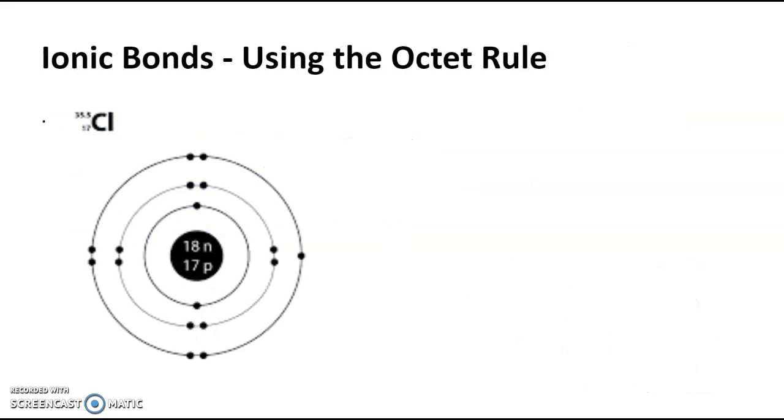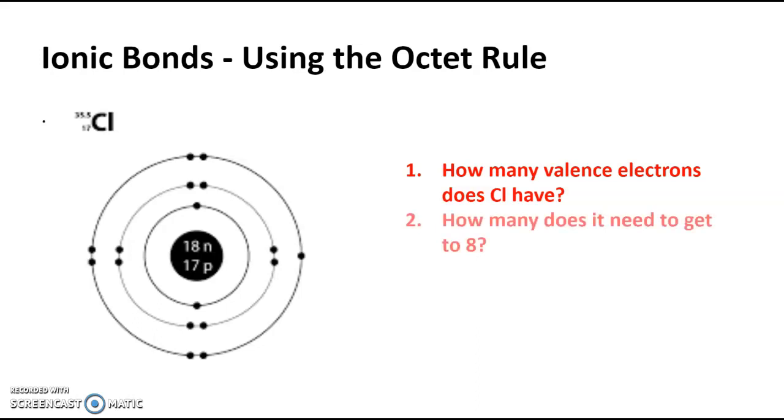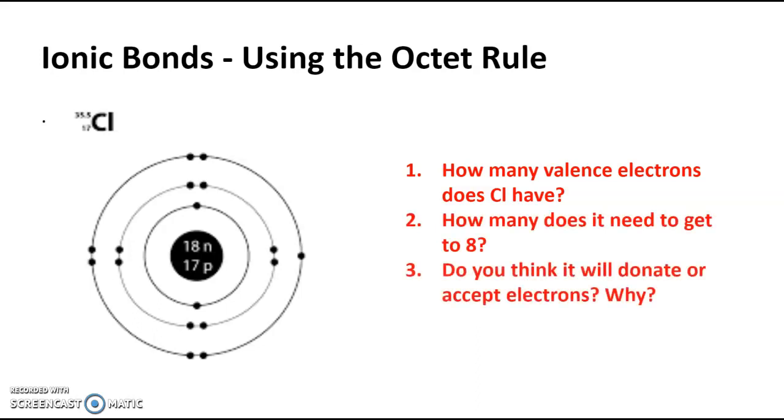So we can use the octet rule to understand how ionic bonds form. On your student response sheet, you should answer the following questions. How many valence electrons does chlorine have? The Bohr model for chlorine is shown at the left. How many does it need to get to 8? And do you think it will donate or accept electrons? Why? Pause the video and answer these questions.